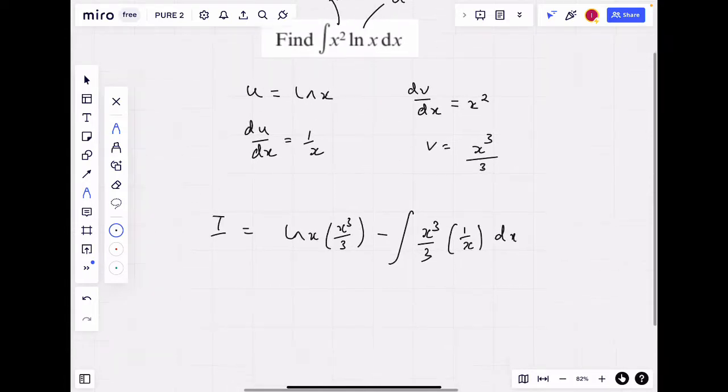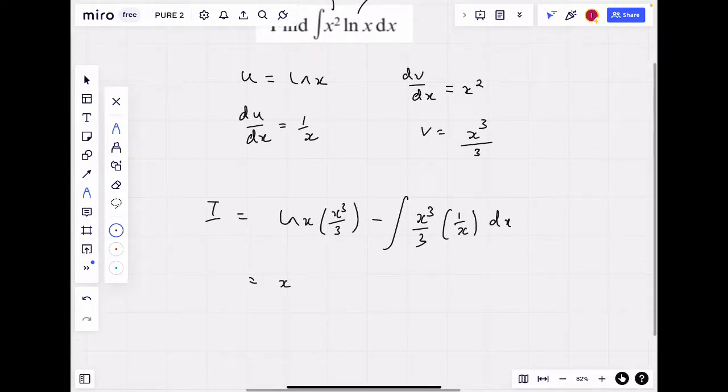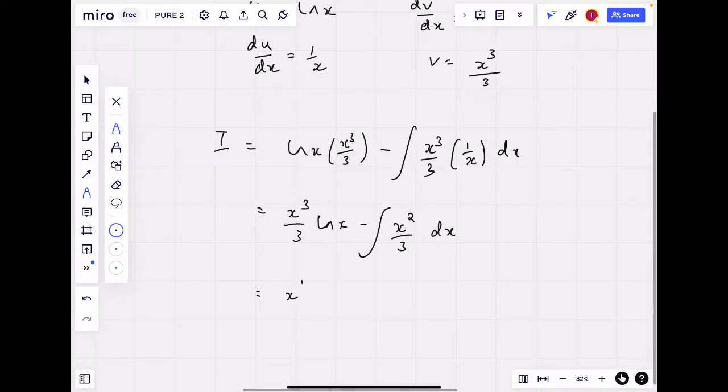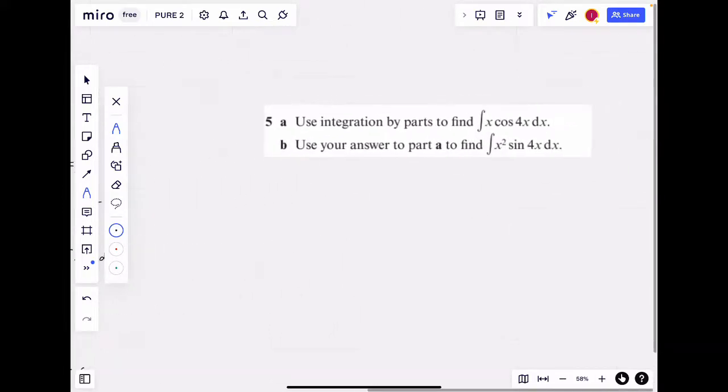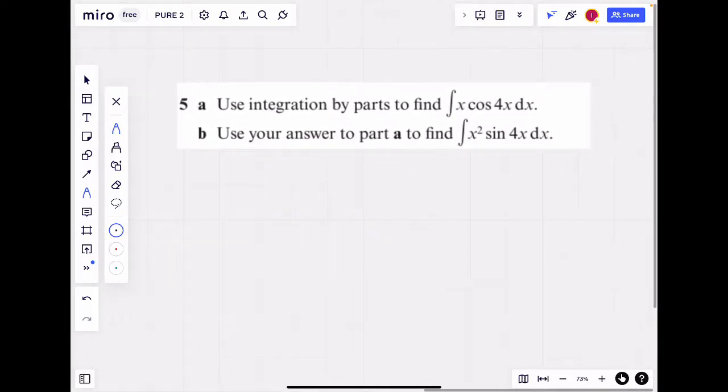Like this. So x cubed over 3 ln x minus the integral of x squared over 3 dx, which means you get x cubed over 3 ln x minus x cubed over 9 plus c. Done. I hope that made sense. I want you to try these 2 questions for me, please.